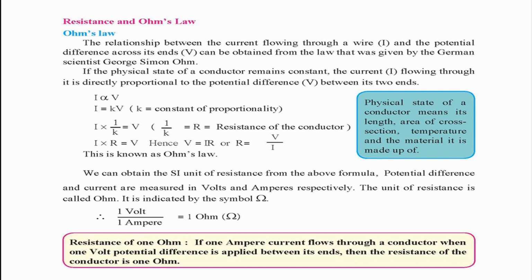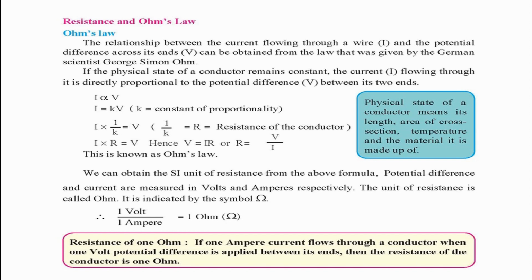Next is resistance. What is resistance? The resistance is the opposition provided by the atoms in a conductor to the movement of free electrons. As I already told you, the movement of electrons will give you electric current. So when these free electrons are moving, the opposition provided by the atoms inside that conductor is known as resistance.